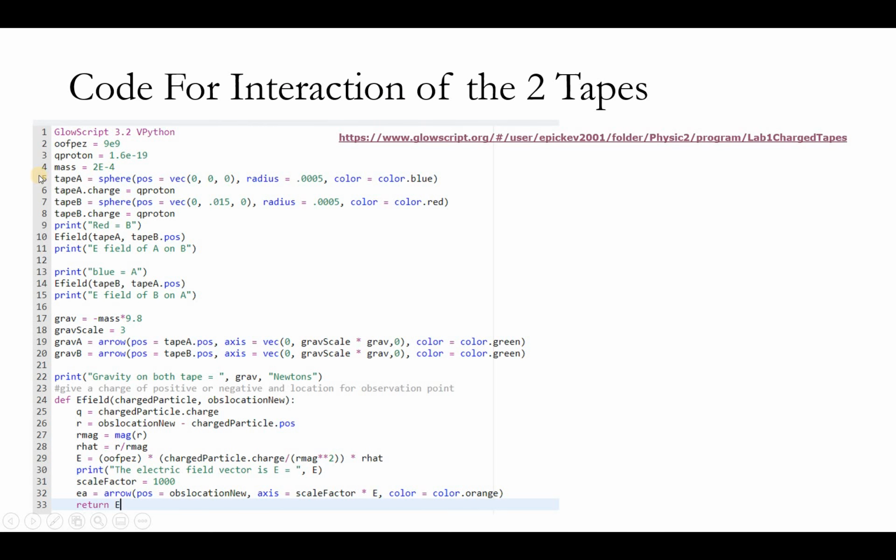And this is my code for the interaction of the two tapes. I set up our constants right there, and set up the position of tape A and B, where tape B is 0.015 meters above A. Both of them were positively charged. Then I found the electric field of A on B and the electric field of B on A. I got the gravitational force by mass times gravity on both tapes, and this is my function of the electric field.